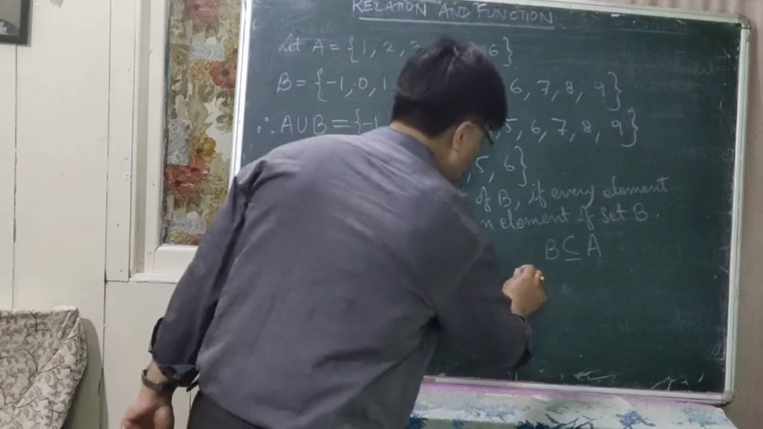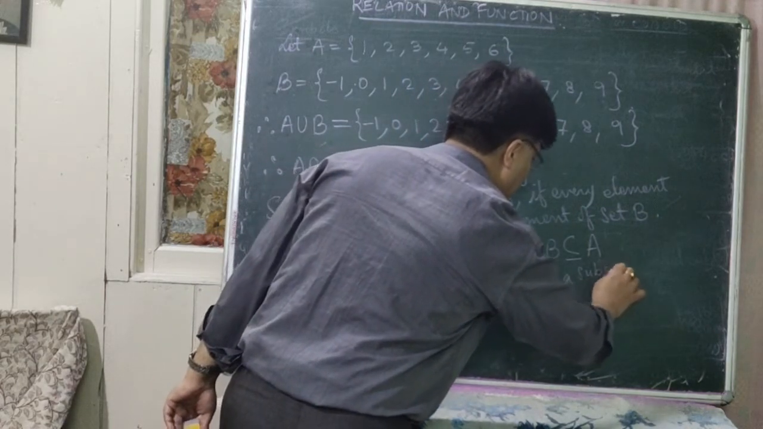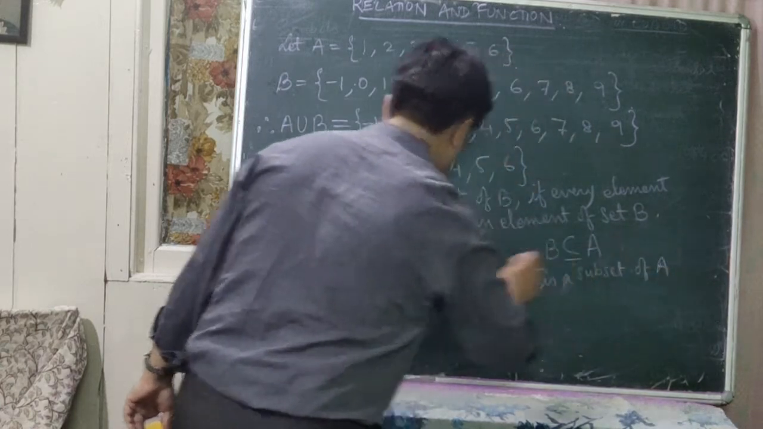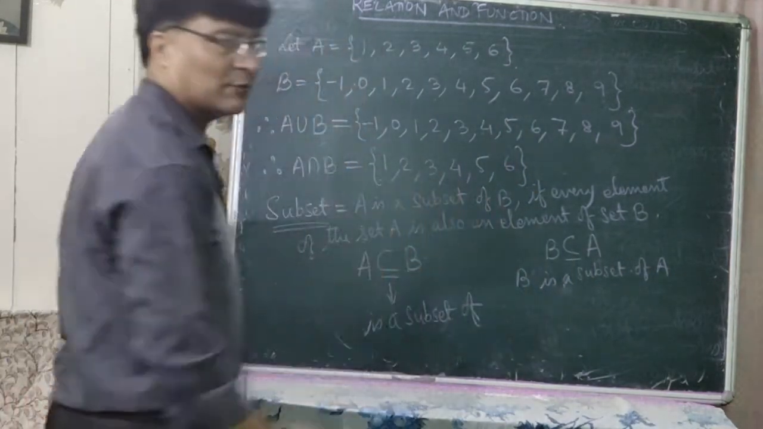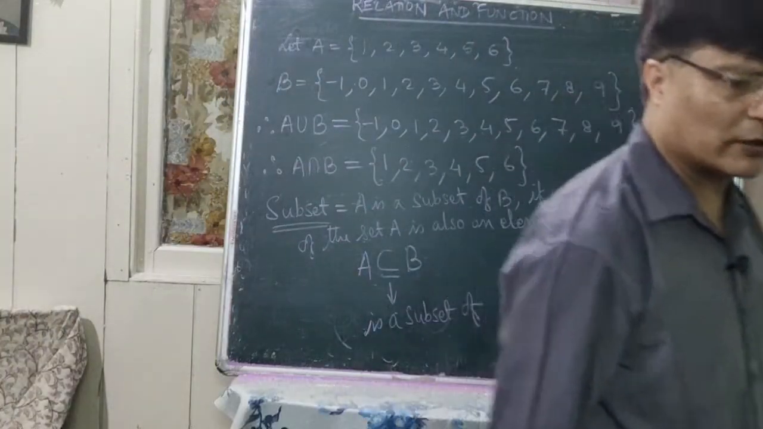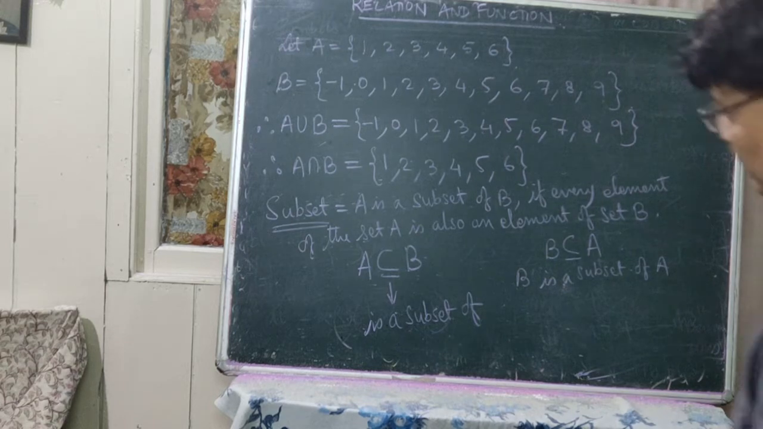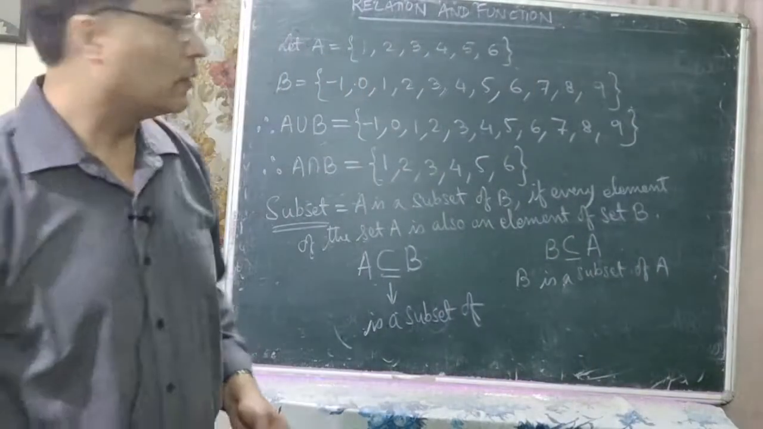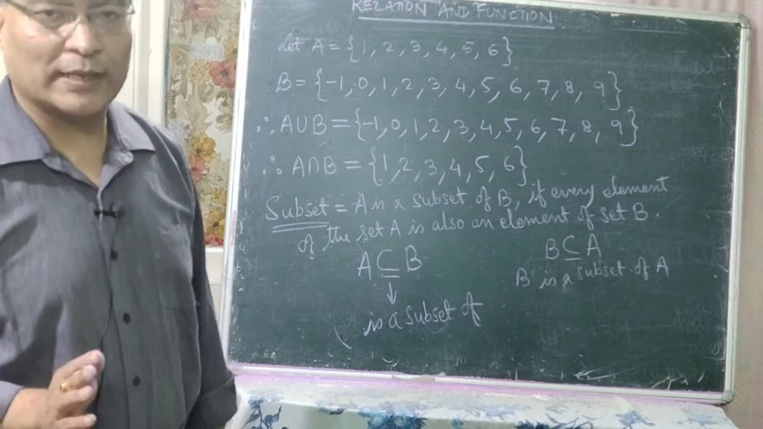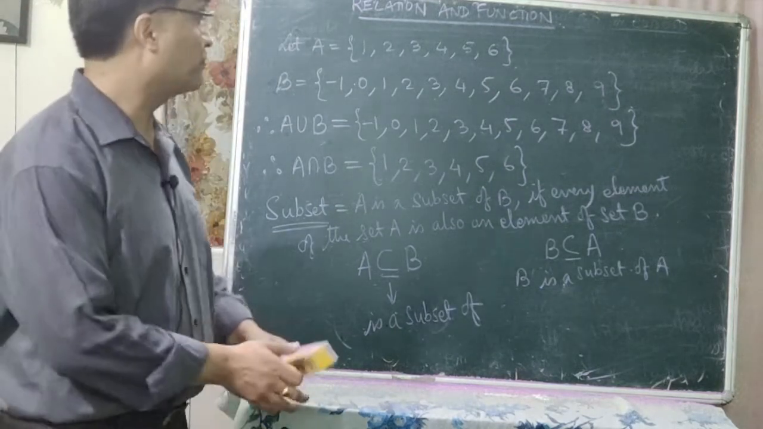This is read as B is a subset of A. So, what is its meaning? Is a subset of. Okay? Now we will do the Cartesian product of two sets. I think you have understood all what I mean to say, okay?